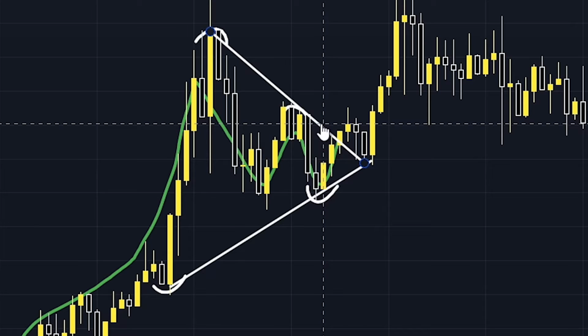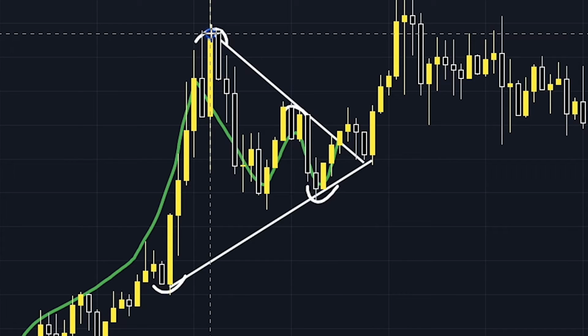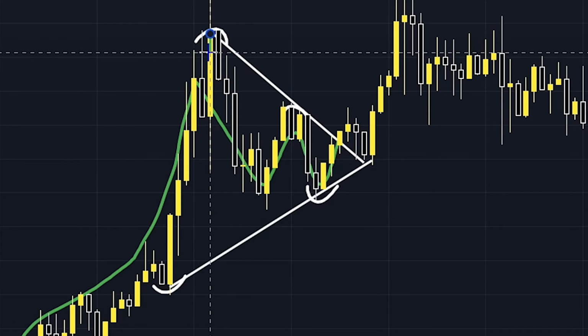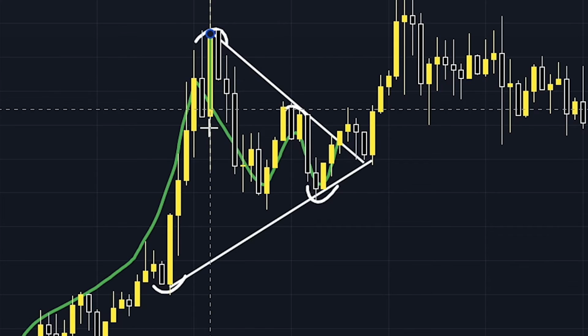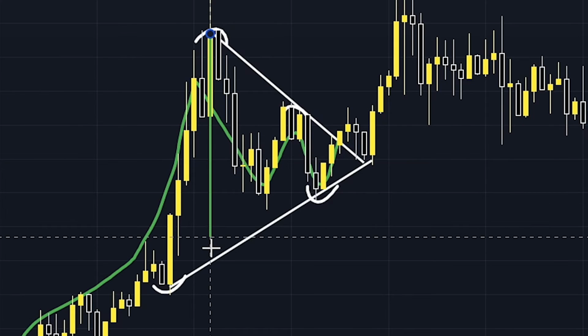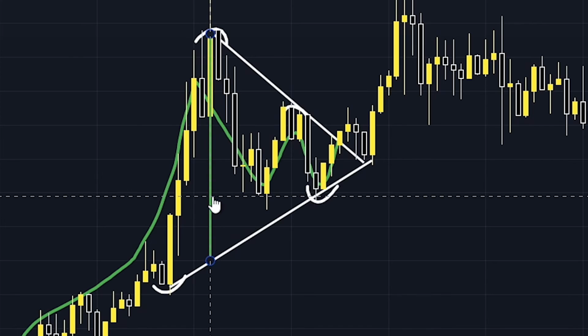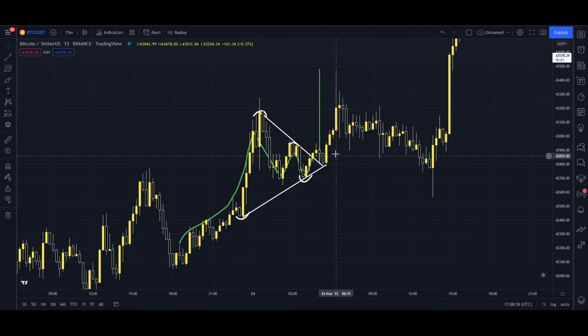But how much? All you have to do is consider the distance between the highest high and this uptrend line. Okay, let me put it right up here. Guys, as you can see, it is perfectly completed. Okay, that was everything you have to know about this pattern.